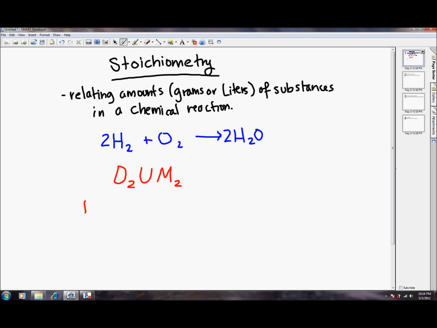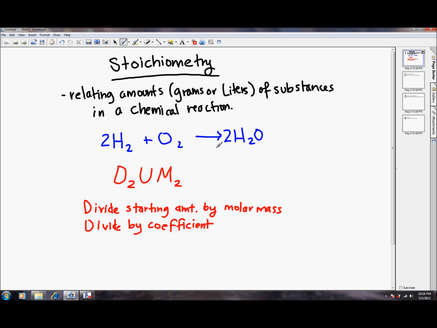So our first D is we are going to divide the starting amount by molar mass. And the second D, we're going to divide the answer by the coefficient. Now remember, in chemistry, a coefficient is the number that appears in front of a formula in a balanced chemical equation.